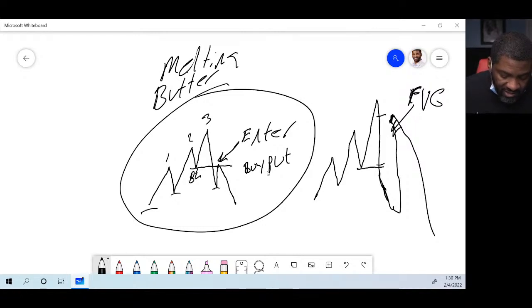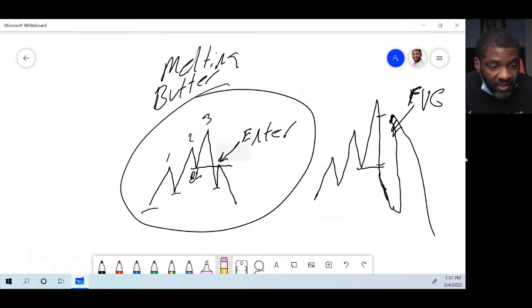So if you were looking to sell right here on the futures, on your options you would just buy a put. If you were looking to buy right here, you would just buy a call. All right, hopefully I explained that good enough.